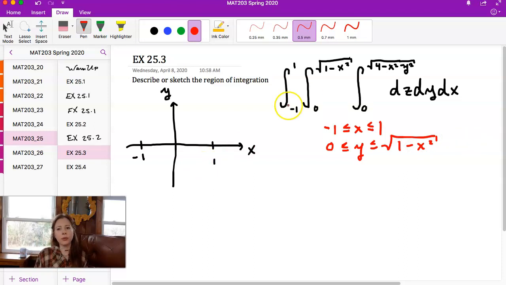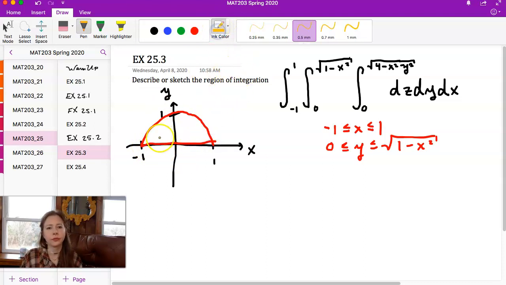So y equals the square root of 1 minus x squared is going to give us a semicircle. This is going to be y equals 1. So it's going to be a semicircle with radius 1. And our lower bound here is going to be y equals 0. So we're in this region here. So that's just along the xy plane.